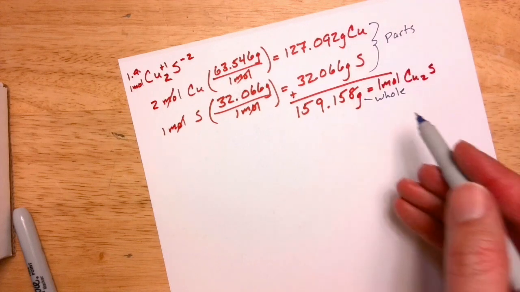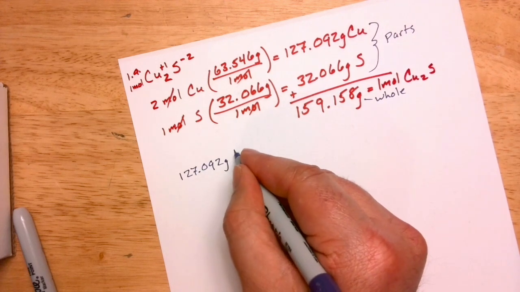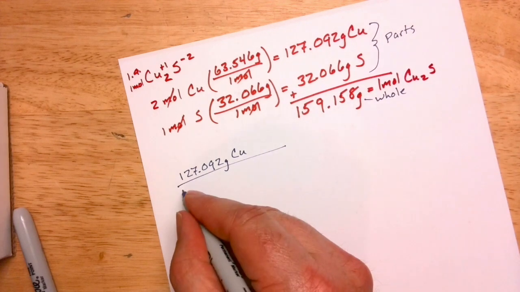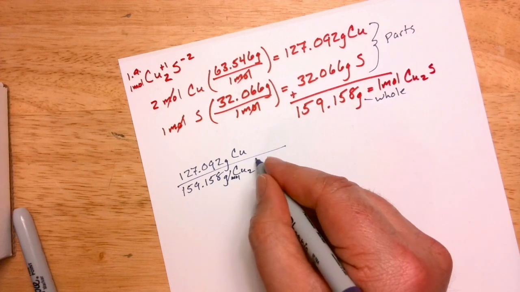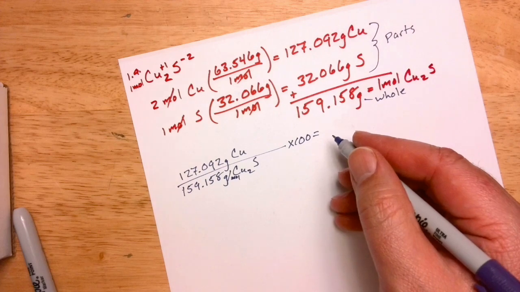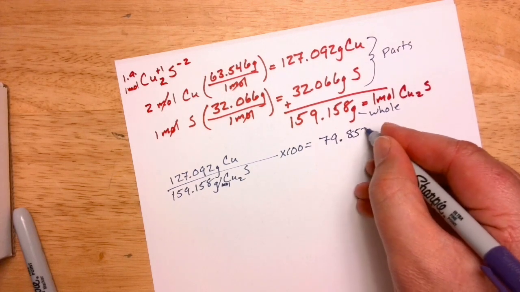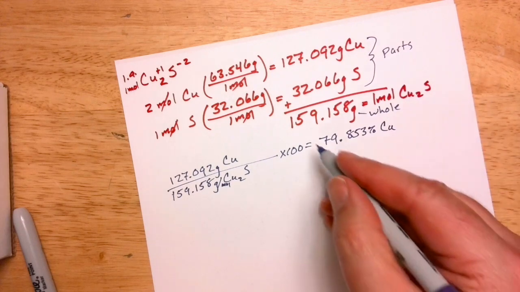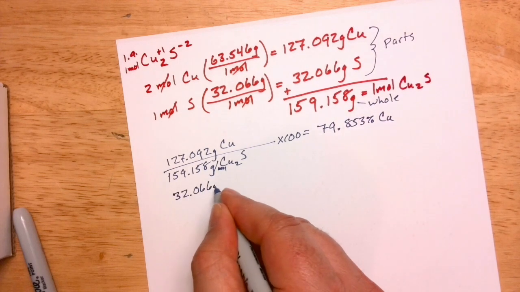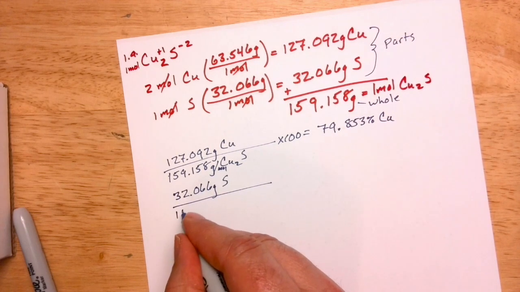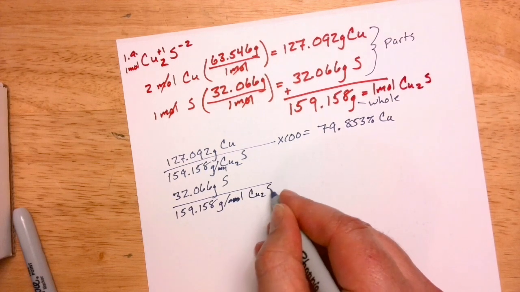So to find out the percentage of copper, what we're going to do is take the 127.092 grams of copper over the mass of the whole thing, 159.158 grams, maybe we put down grams per mole, Cu2S, times 100. So when you do that, you end up getting 79.853% of copper. For sulfur, do the same thing. You're going to take 32.066 grams of sulfur over the mass of the whole thing, 159.158 grams per mole, Cu2S, times 100.